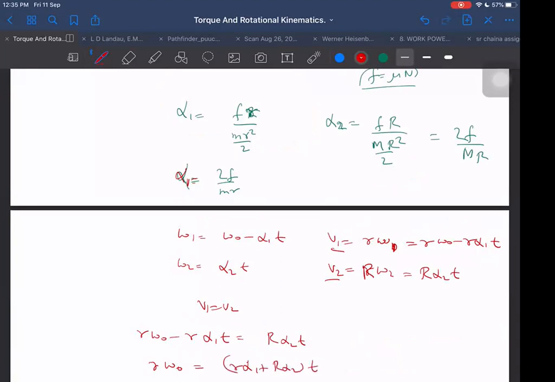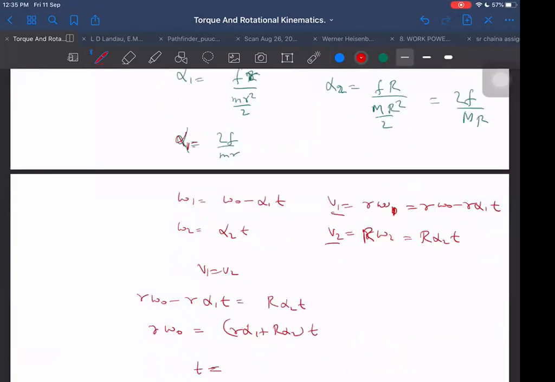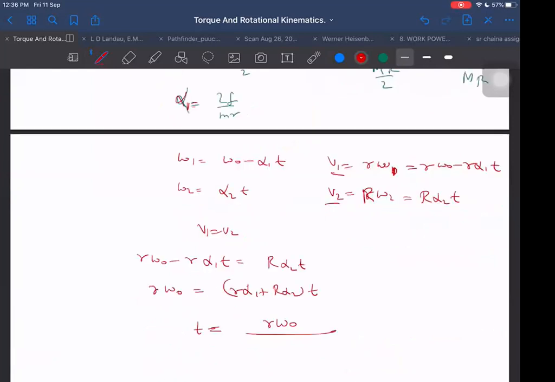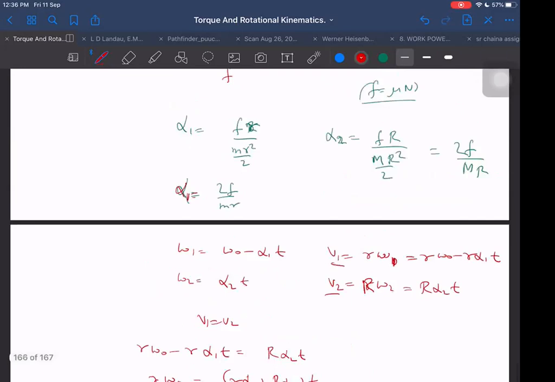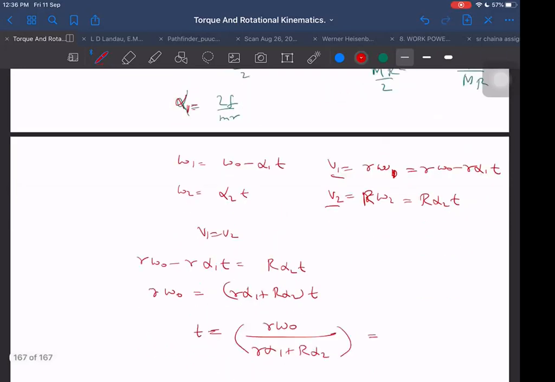Then what is the time coming out to be? When they attain pure rolling, I can say when the velocities become equal, then the pure rolling is obtained. That pure rolling will be obtained after time t, and that time is obtained by this method. So are we getting now? Omega naught we know, alpha 1 we know, alpha 1 is 2f by mr. So we get r into omega naught upon 2 into f by m plus 2 into f by capital M. But f is unknown here.